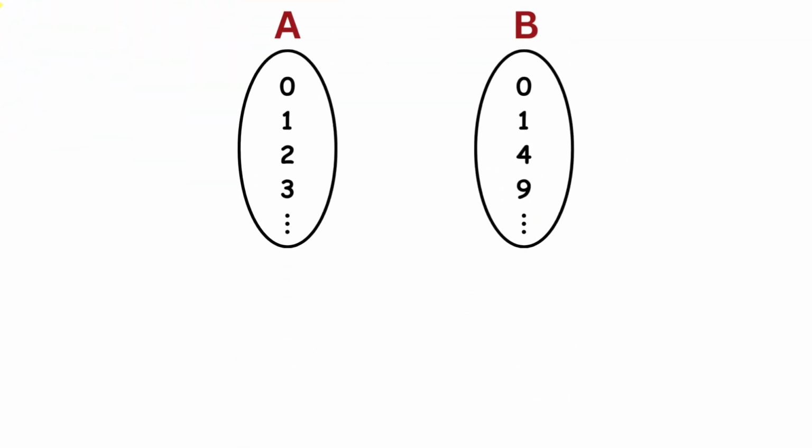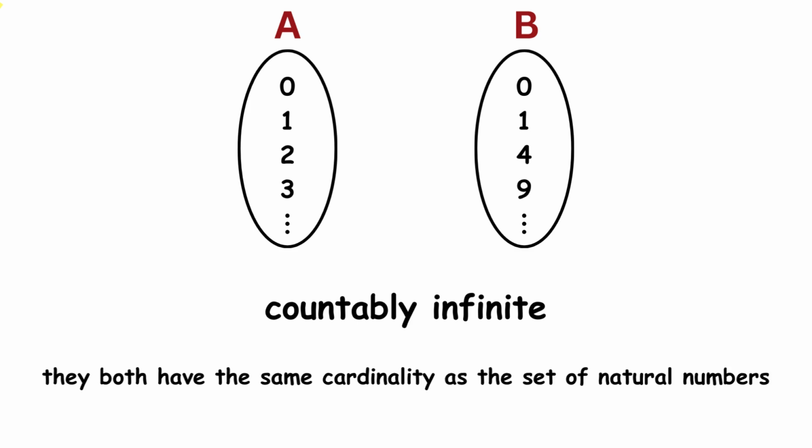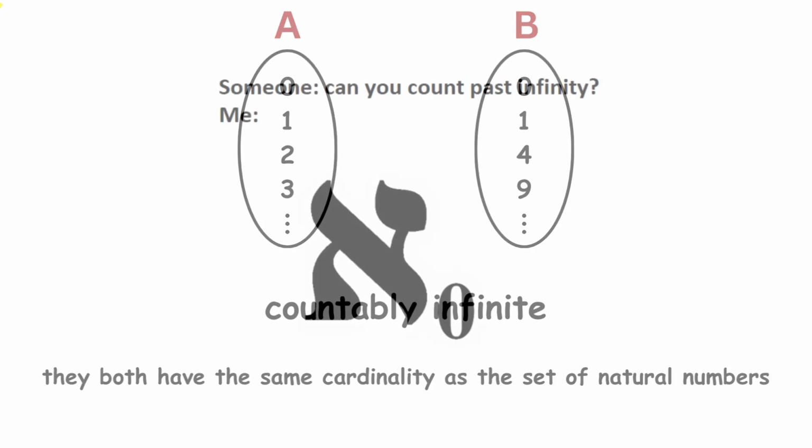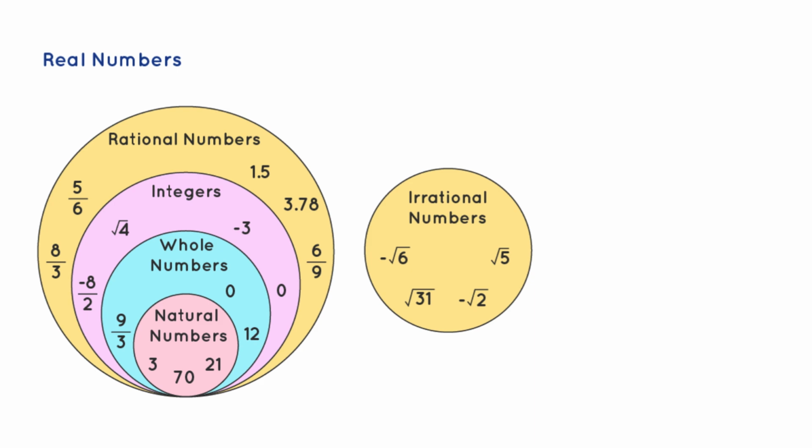The sets in this particular case are called countably infinite, as they both have the same cardinality as the set of natural numbers, and this cardinality is called Aleph null. Cardinality of the continuum. The set of real numbers, sometimes referred to as the continuum, has a greater cardinality than the set of natural numbers. This cardinality is denoted by a lowercase fraktur c.